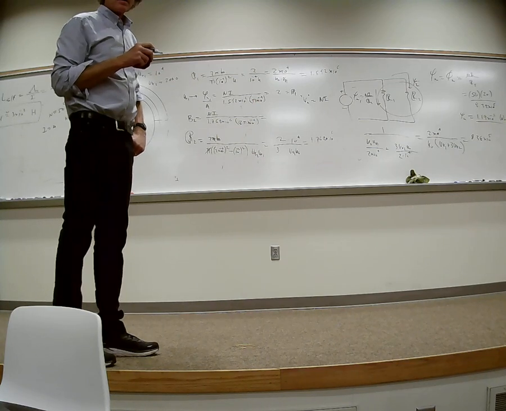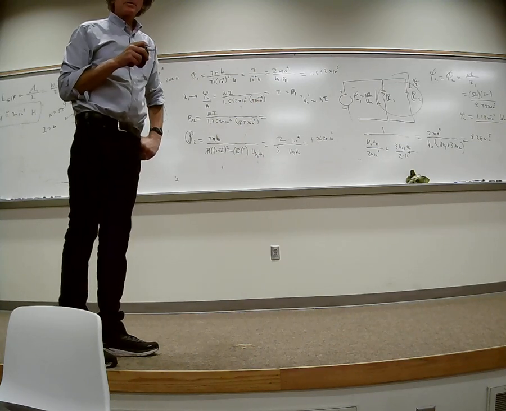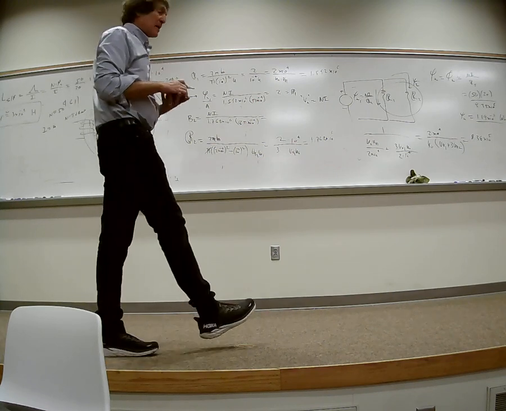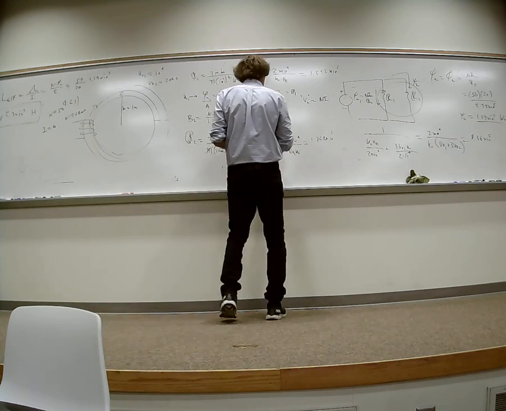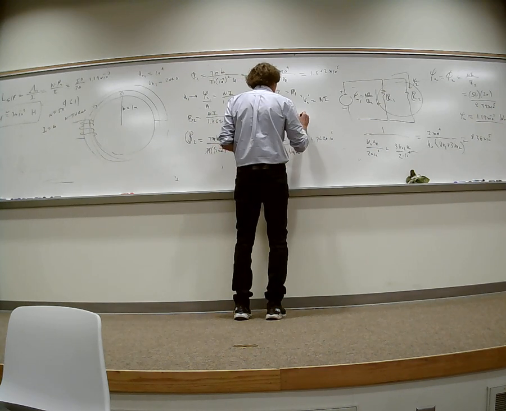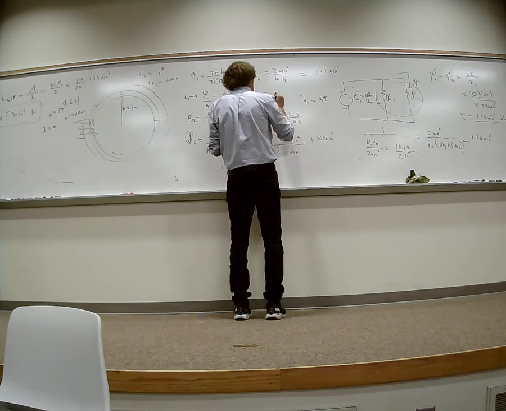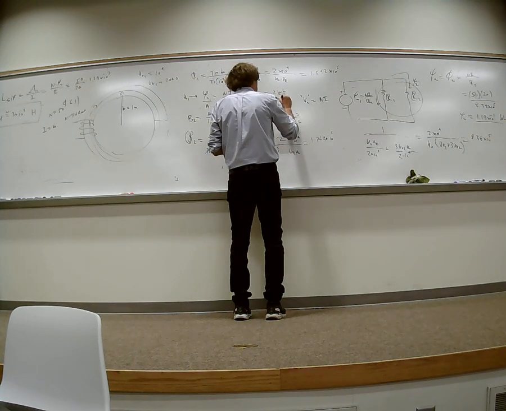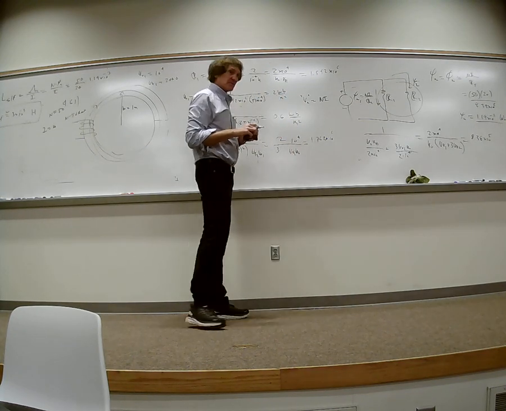I got 0.6. Anybody confirm 0.6? Yeah, I got that. That's correct. All right. 0.6 Webers per meter squared. This is 2 Webers per meter squared for the first part. All right, so we got the B field.